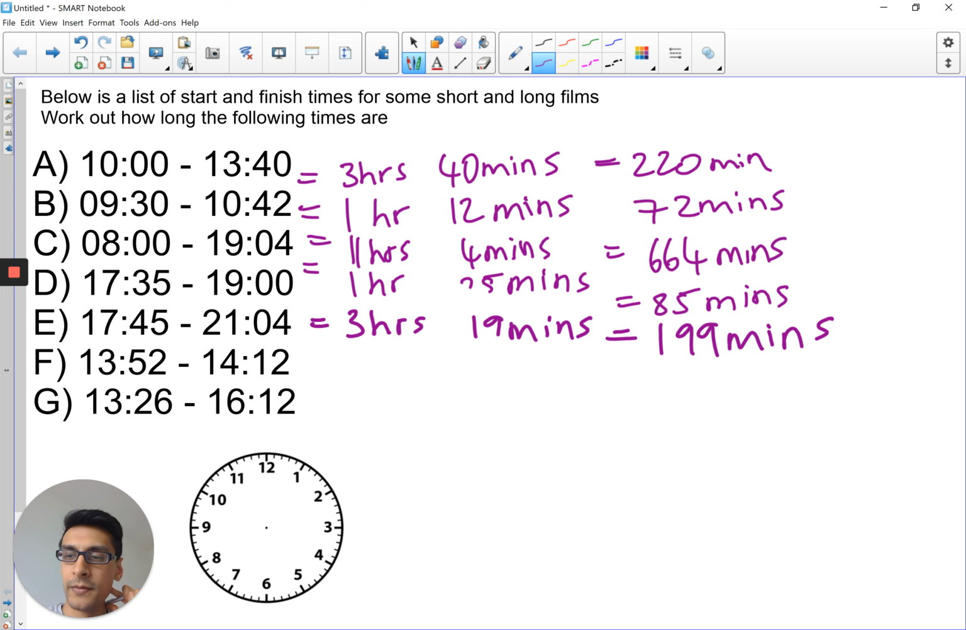Okay, 1:52 up to 2:12. So to go from 52 to 60 is going to be 8 minutes, and then you add 12 minutes to get to 12 past. So 8 plus 12 is 20 minutes.